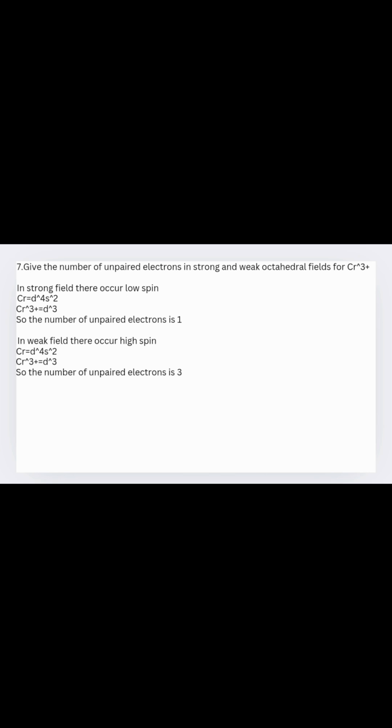Question number 7. Give the number of unpaired electrons in a strong and weak octahedral field of chromium 3+. In a strong field, there occurs a low spin, chromium d4s2, chromium 3+ d3. So, the number of unpaired electrons is 1. In weak field, there occurs a high spin, chromium d4s2, chromium 3+ d3. So, the number of unpaired electrons is 3.